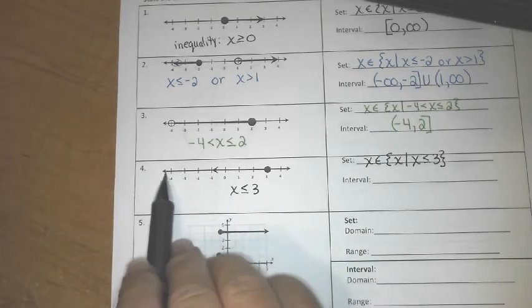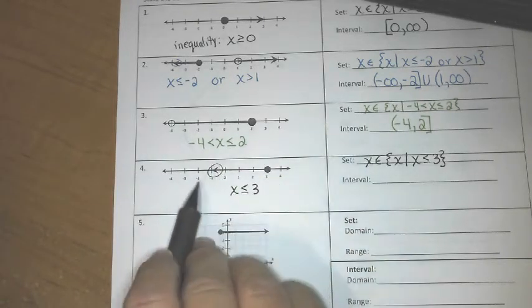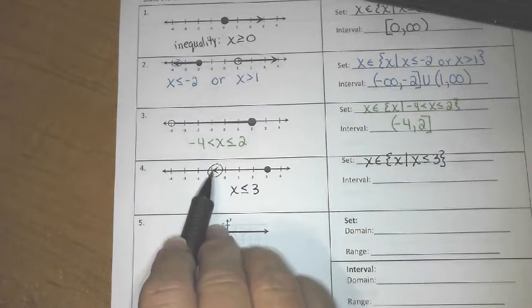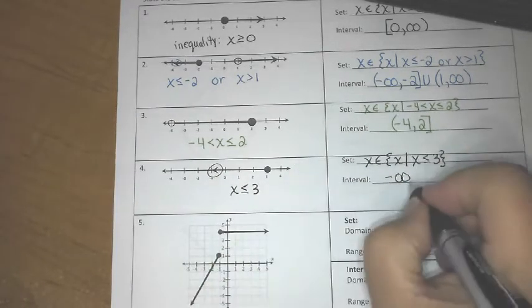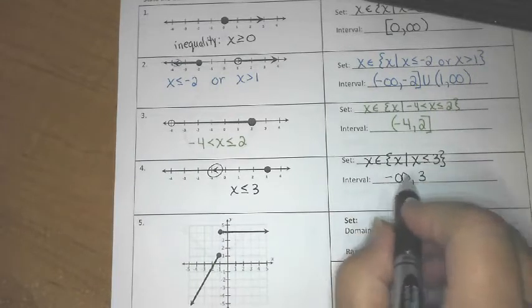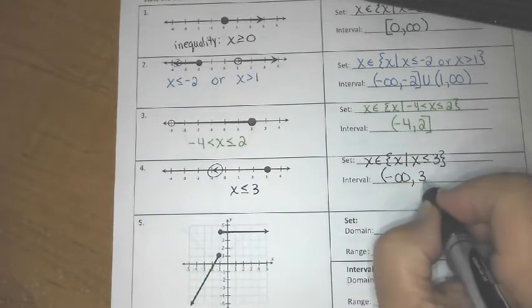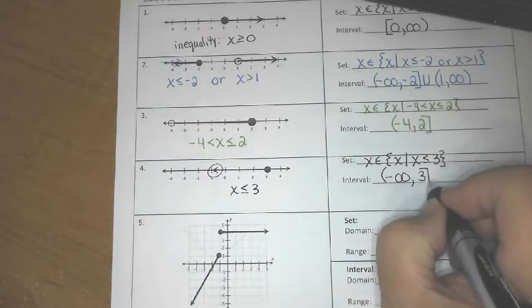Interval. If you start from the left, you first notice the negative infinity because it's pointing to the left, and then it stops at 3. Infinity always gets the parentheses. 3 gets the bracket because it's included.